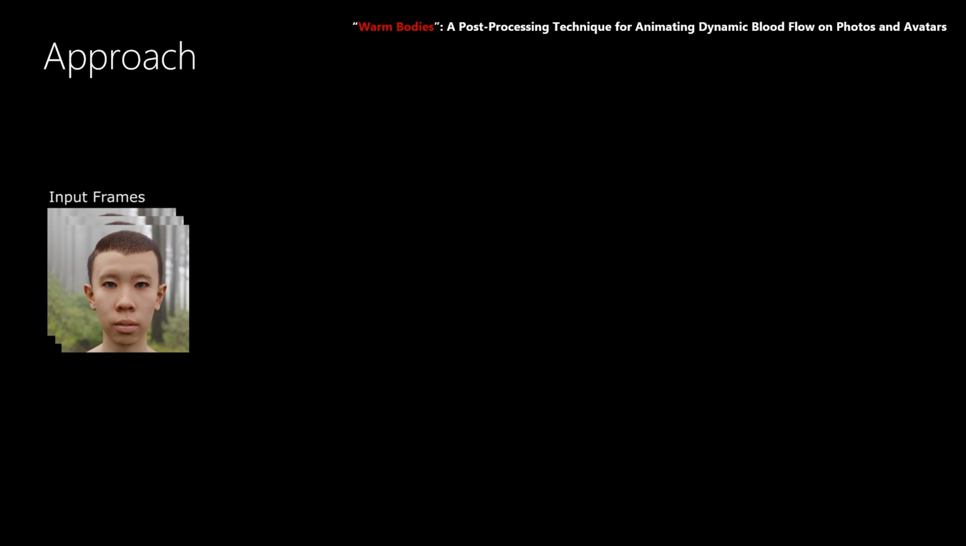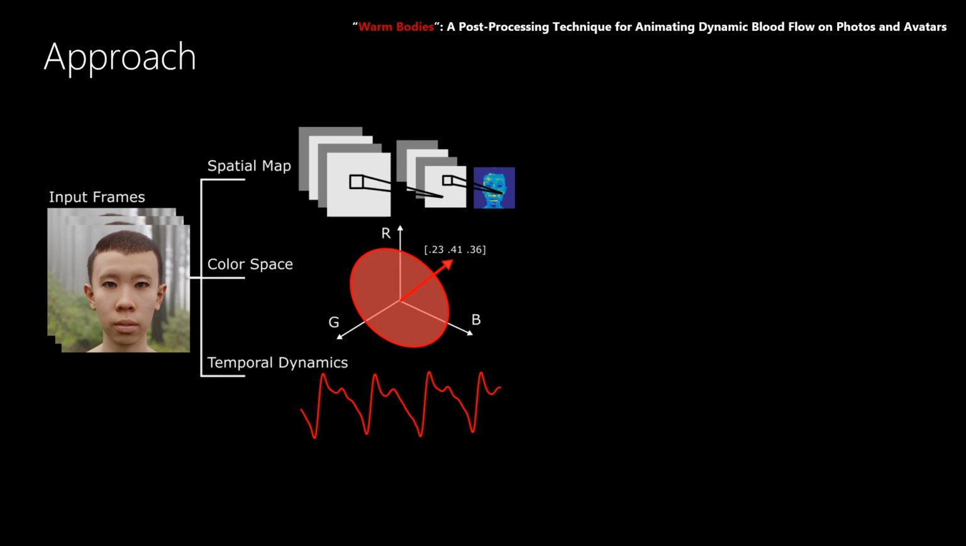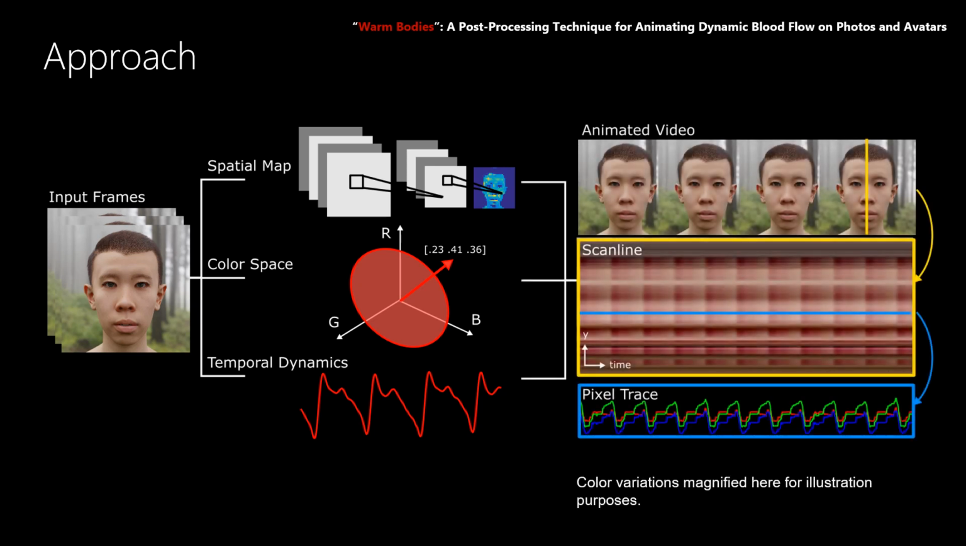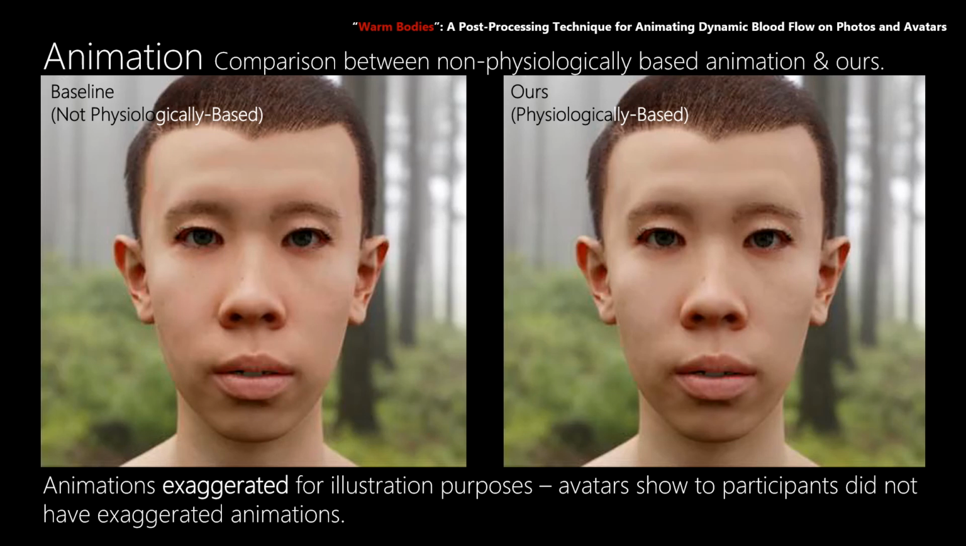Blood flow causes subtle changes in light reflected from the skin. We present a novel approach to animating these dynamic changes on an avatar. These intensity variations have characteristic spatial distributions, color composition, and temporal dynamics. If we use a baseline using heuristics that govern these changes, the appearance is a lot less natural than using a physiologically based model. Here, the animations are exaggerated for illustration purposes.